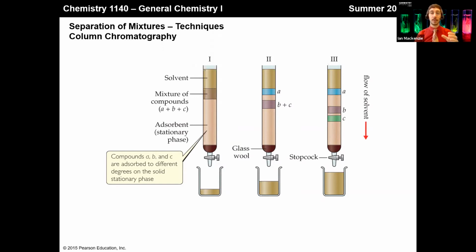And so then you can collect, and if compound C travels down the column the fastest and gets down here first, you could put a beaker underneath and collect just compound C, and then you could switch out that beaker, put a new beaker in and collect compound B, and then put a new beaker in to collect compound A, and then you would be able to separate those three mixtures. That's a very useful and very common way of separating mixtures.